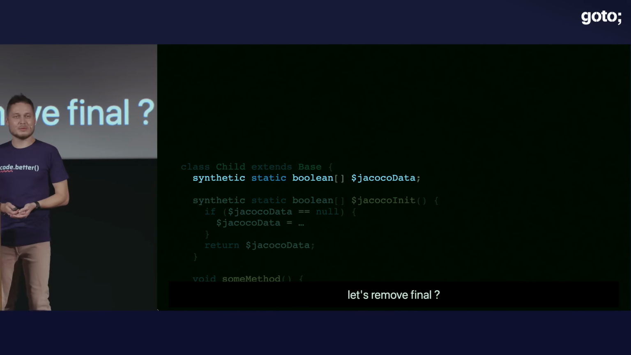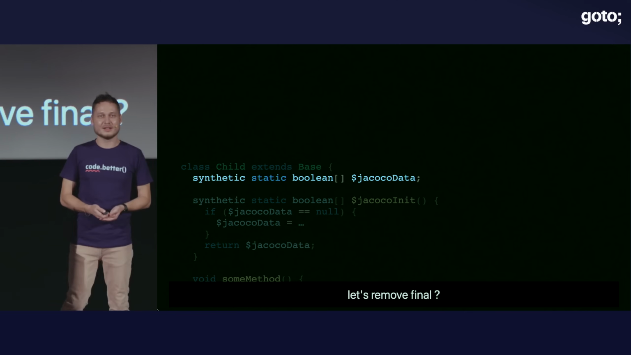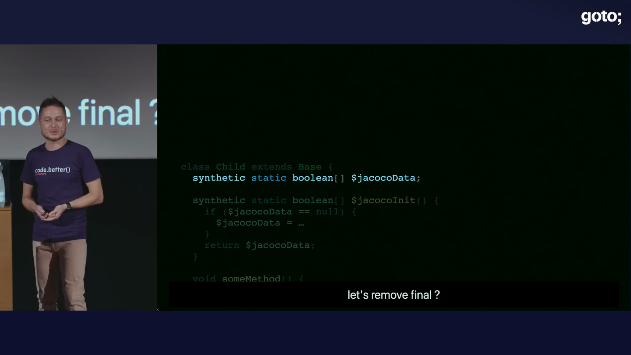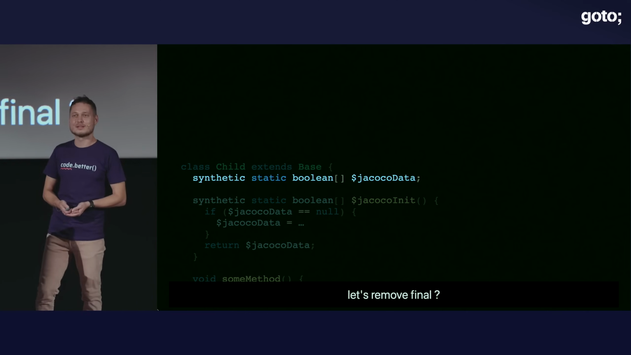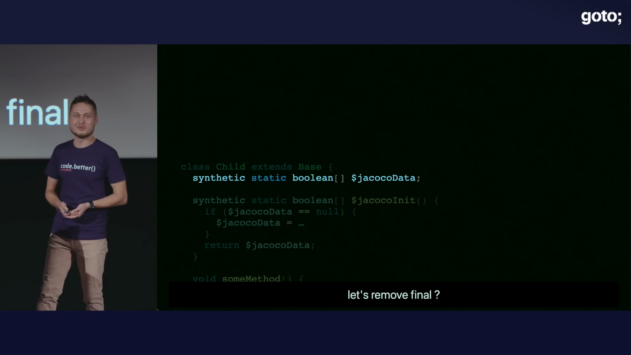So what can we do? It should be simple. Let's remove final. That's it. JIT anyway doesn't trust final fields. It doesn't optimize them. So what's the problem? Let's just remove final, and it's going to work, right? Do you see problems now? Did we resolve them all?